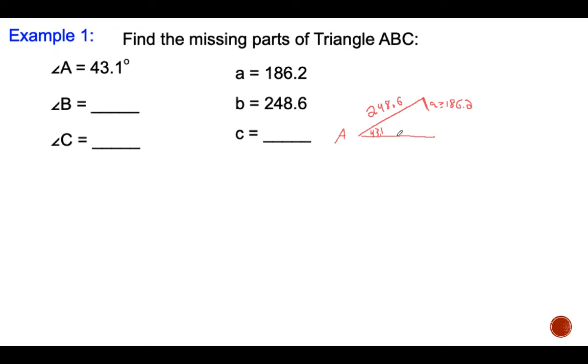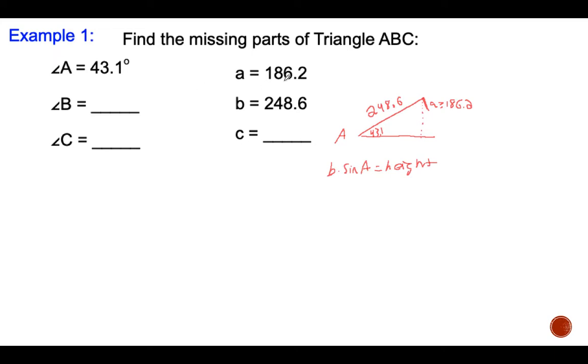Okay, so now we need to find a potential height. So you remember it was B times sine of A equals the height. That was the formula we figured out from the sine of A.